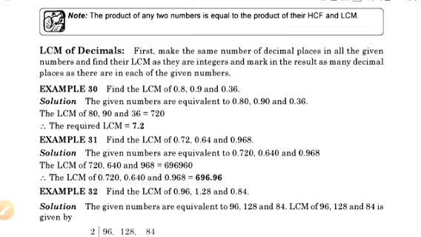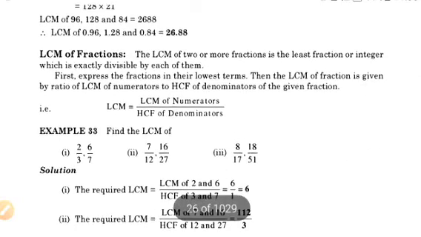I try one example, number 30. We are asked to find the LCM of 0.8, 0.9 and 0.36. So 0.8 and 0.9 can be written as 0.80 and 0.90, and then 0.36. After this we multiply by 100, we get 80, 90 and 36, and the LCM of these numbers is 720. After that we divide it by 100, so the required LCM is 7.2.